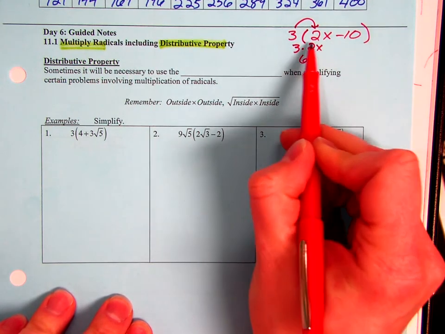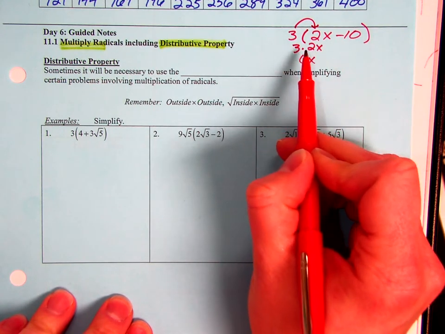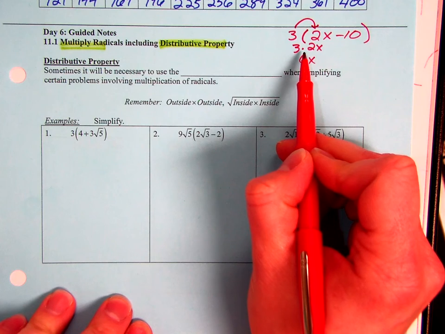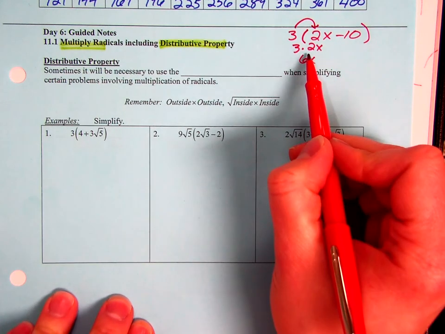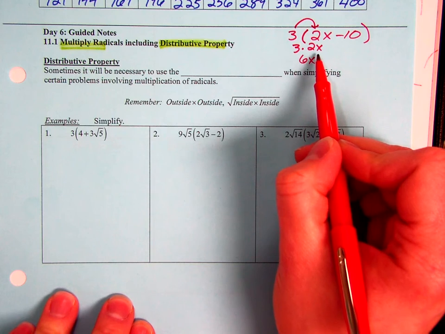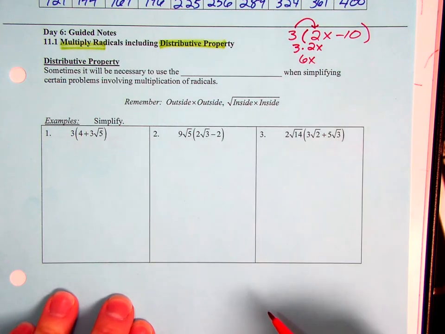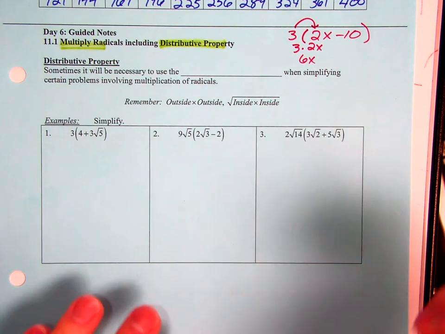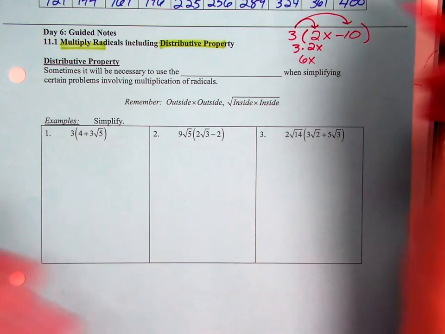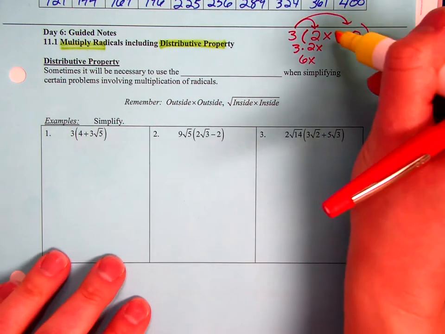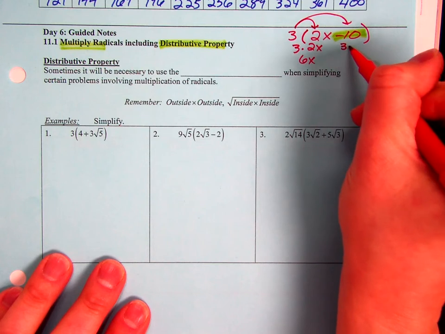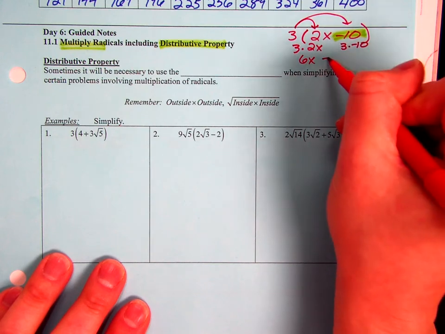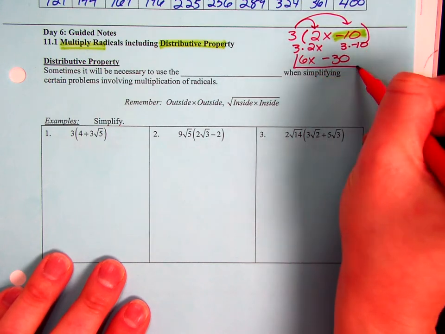Now normally we didn't write this 3 times 2x down. But today it's going to be really important that you show that step because we're distributing with radicals, which makes it more difficult to do. So we need to show our work by showing what we're multiplying together. Now remember, when you do the next step, you're not just doing 3 times 10. You're doing 3 times negative 10 because the minus sign makes it negative. So 3 times negative 10 would be negative 30. And we could stop there.